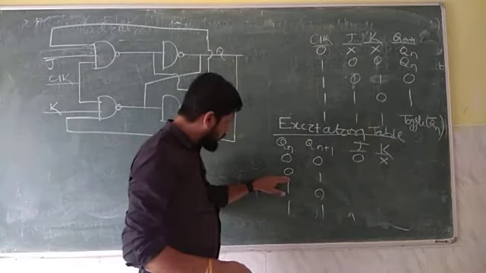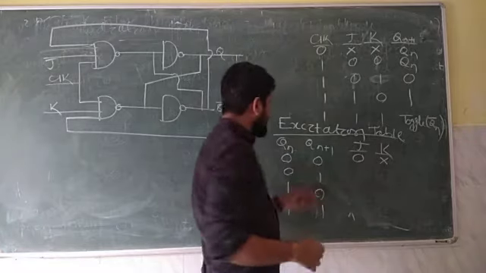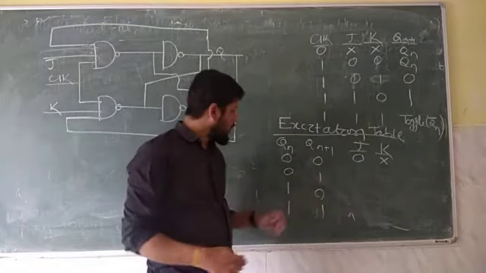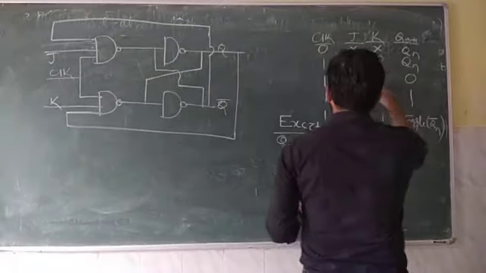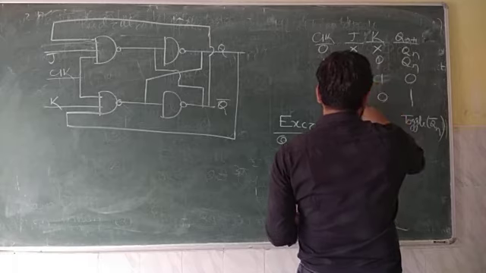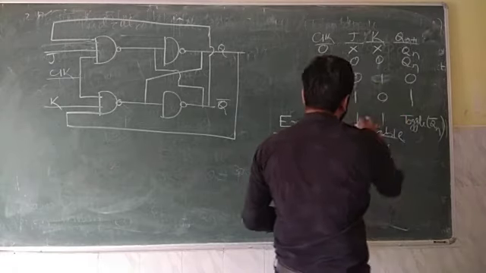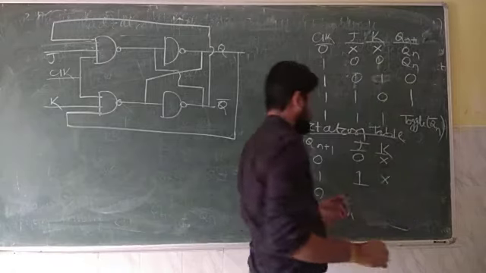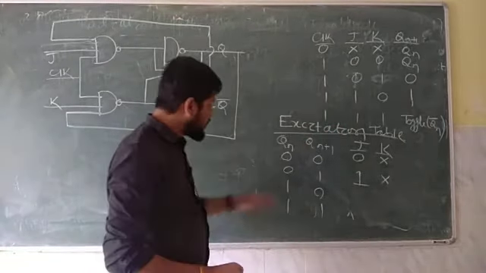Then again you have to see 0 1. So for 0 1 we have two cases here. One is 0 to 1, which means toggling, the next state is toggling, and the second one is when the output is 1. In both cases you can see here J is equal to 1, but K is changing from 1 to 0.